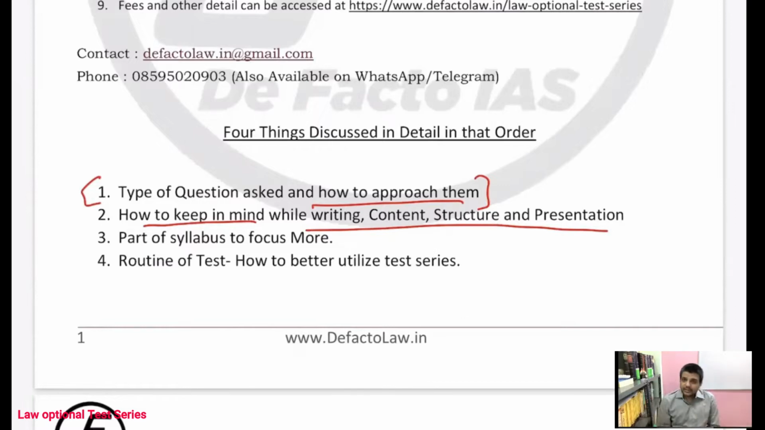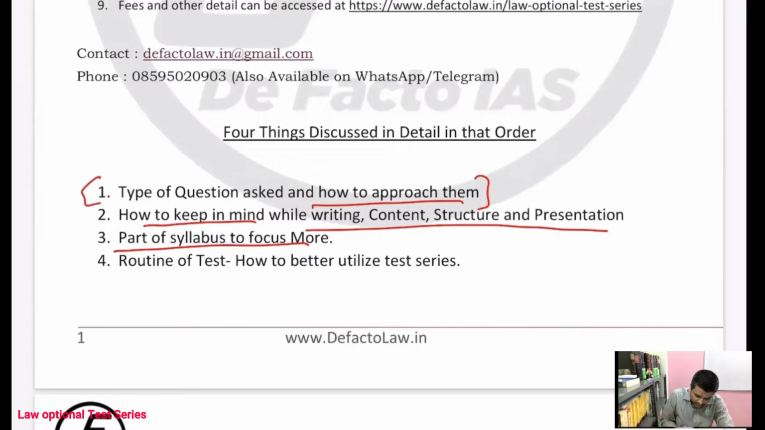Similarly, the third thing that I will be talking about is which part of the syllabus you can focus on more. Now, when I say which part of the syllabus you should focus on more, that doesn't mean at all that the other parts of the syllabus you need not focus on. It is simply a guideline that these are the parts you can study more and give more preference. That doesn't mean you don't have to study the other parts, not at all.